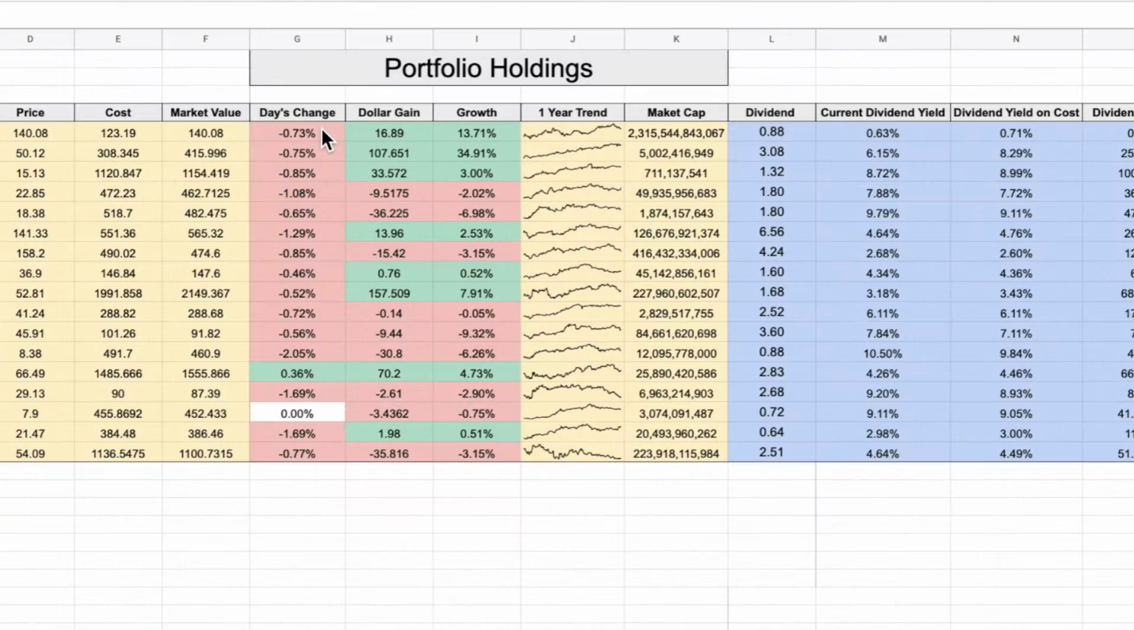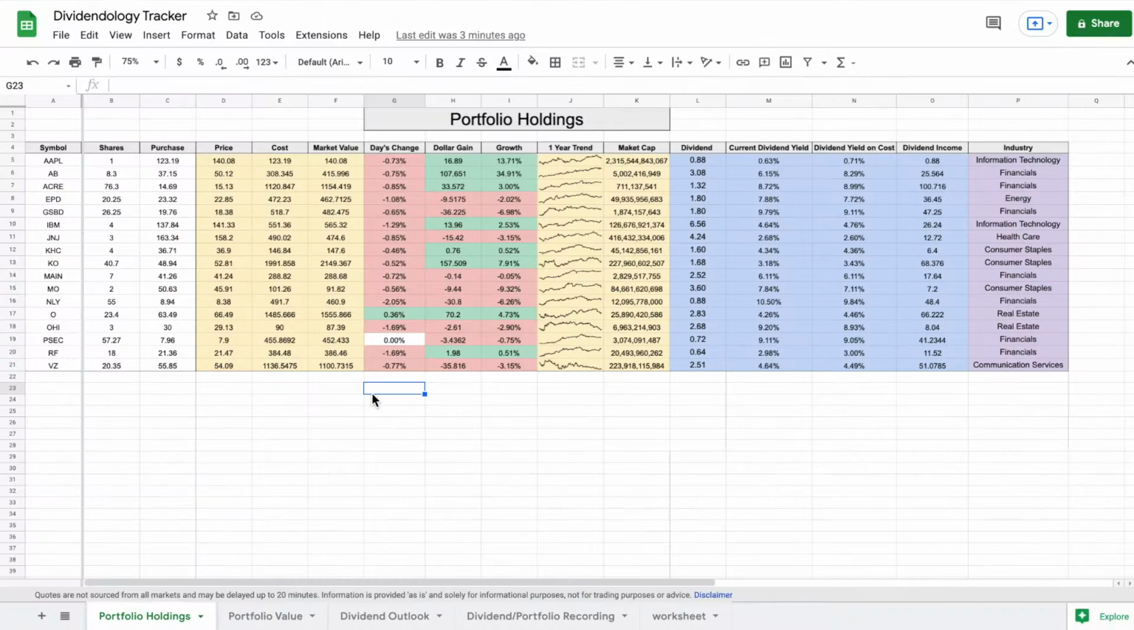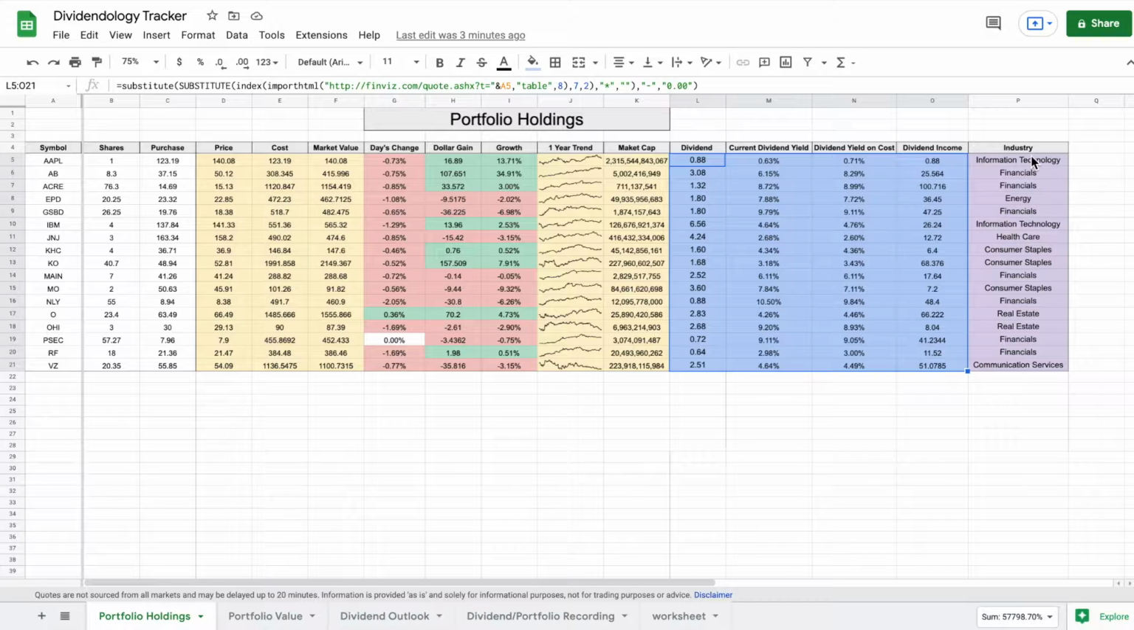If we look at our days change column, we can see that today is definitely a down day in the market. I'm tracking things like our price, cost, and market value here, and then some tracking metrics to see growth over time. We have a 1-year trend line. Then here we have a lot of dividend data as well as the industry tracked.